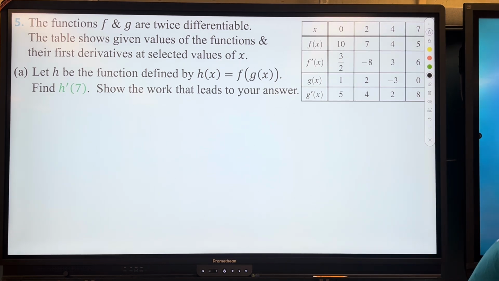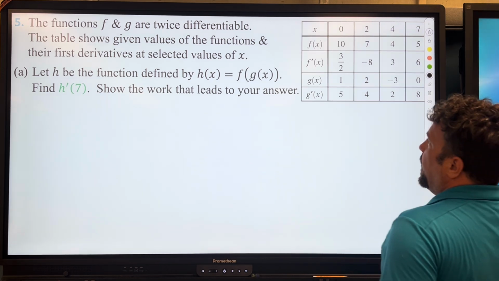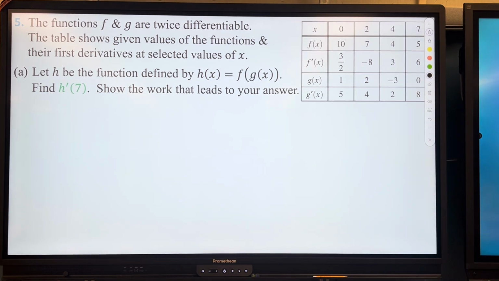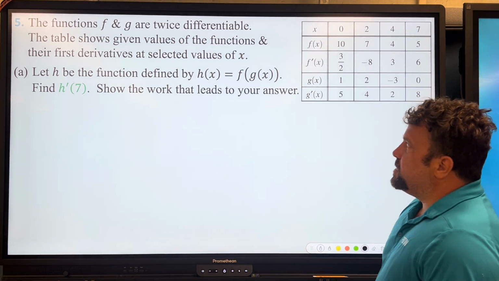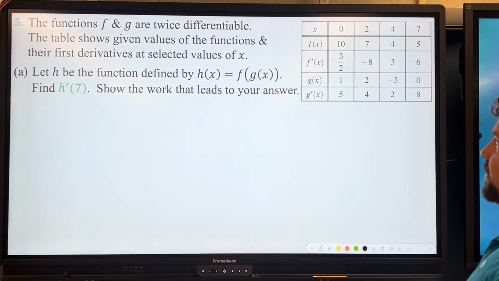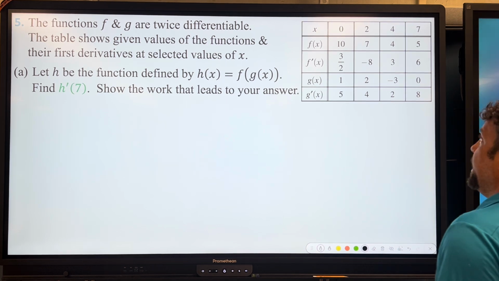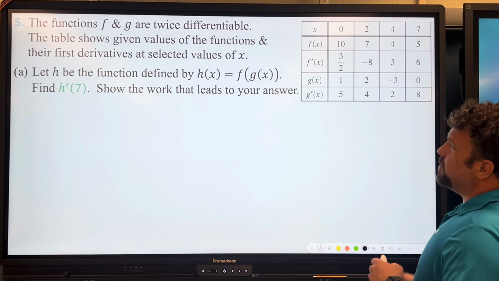The functions f and g are 2 times differentiable. The table shows the value of the functions and their first derivatives at selected values of x. Let h be the function defined by h of x equals f of g of x. Find h prime. Wait, there's no h prime. Oh, we can find it.